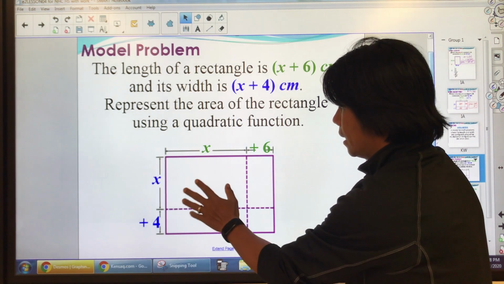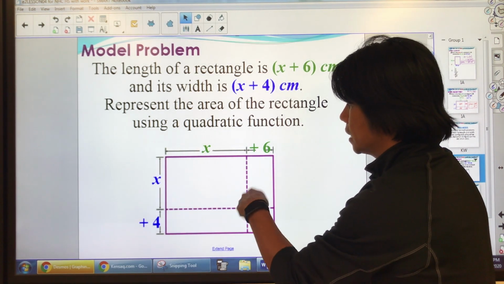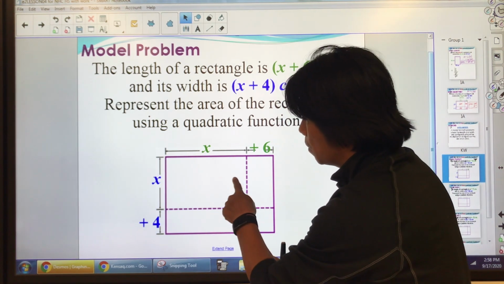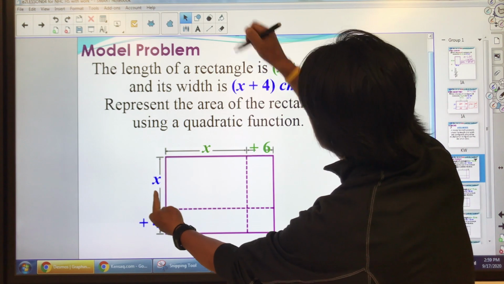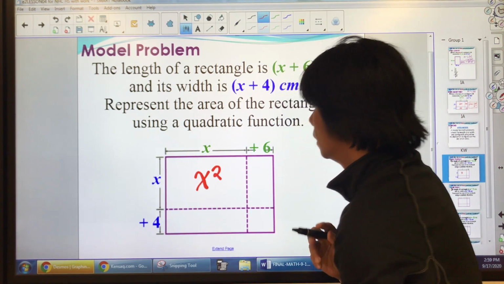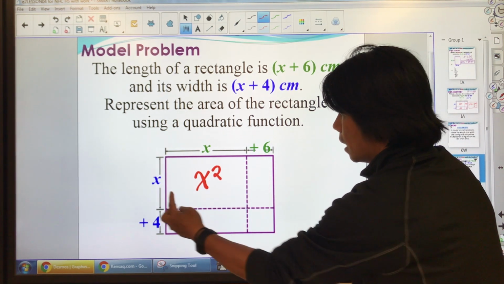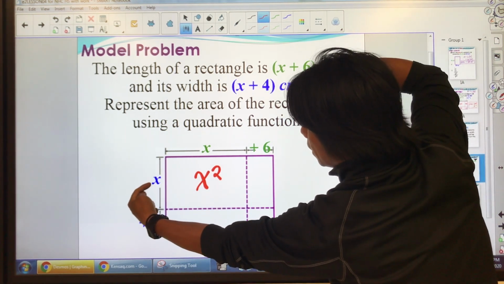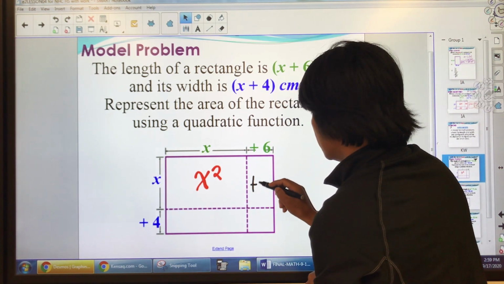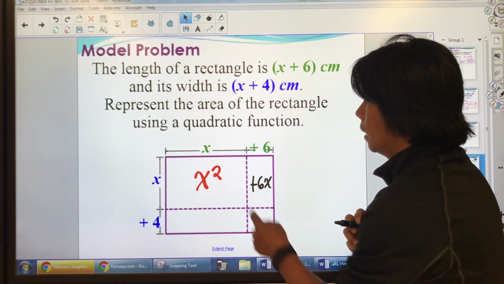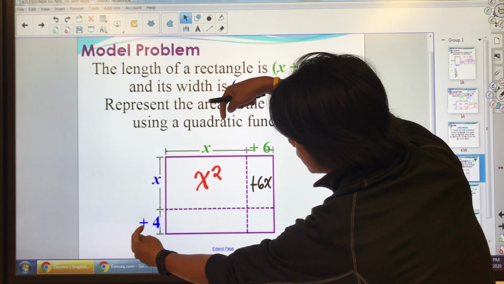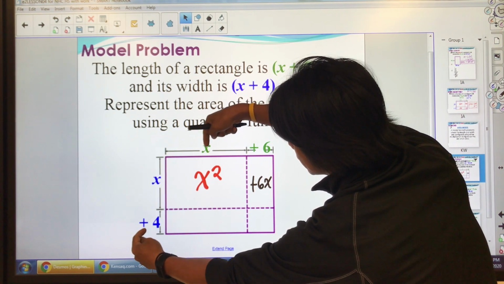So let's apply the area model. If you notice, I have 4 different rectangles inside that we need to fill in. How? First rectangle, this big one, I'll multiply x times x, which is x squared. Right? Now how do I fill this in? I multiply x, the blue x, and positive 6 right here. So it's positive 6x. How about this rectangle? Fill that in by multiplying positive 4 and the green x.